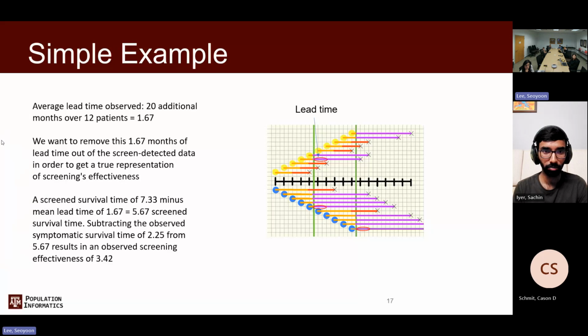So if you take this 1.67 figure out of the 7.33 estimated survival time for screened patients, you get 5.67 for screened patients, and then if you take the symptomatic survival time out of that, you get 3.42, which is much closer to the actual figure of 3.